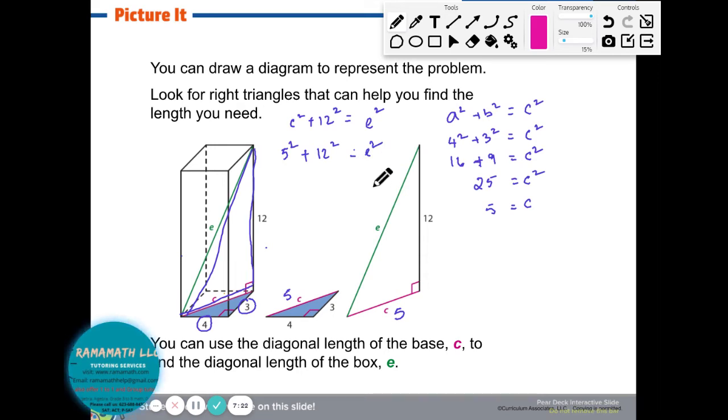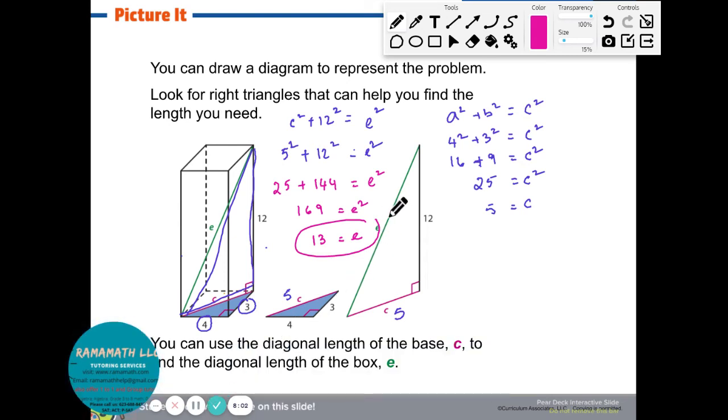All right, so we'll continue this one. So 5 squared is 25 plus 12 squared is 144. Now add these two, which is 169, is e squared. But you know what is the square root of 169? What times what gives you 169? So the e is 13. Okay? So the longest paintbrush that can fit in is 13, whether it is inches or centimeters, whatever it is. So that's going to be the answer for this one.